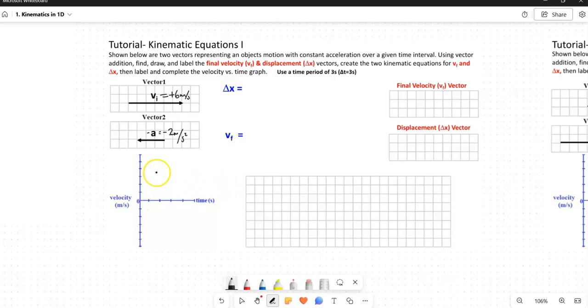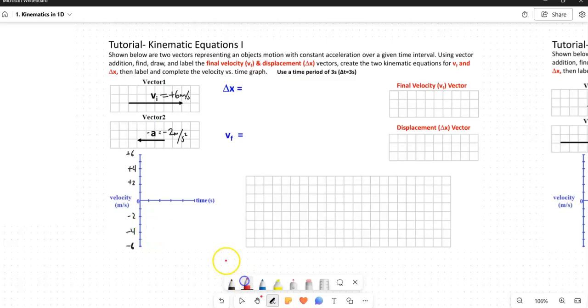For this case, we start off with a positive 6. So I'm going to number this 1, 2, 3, 4, 5, 6. So this is going to be positive 6 up here, then positive 4. I'm just going to count by 2's for the sake of time. And this is going to be negative 2, negative 4, and then negative 6. These are all meters per second.